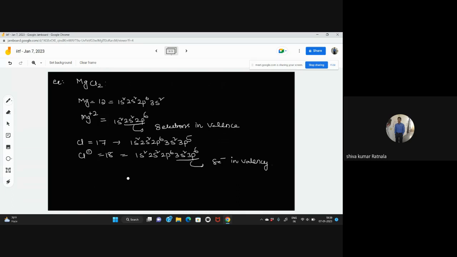Now what we can say here is that Mg plus 2 ion is there. This will attract two chlorine atoms: Cl minus here, and here also Cl minus. So now see, individually magnesium is also getting 8 electrons in the valence shell, and both the chlorines are getting 8 electrons in the valence shell each. That means we can say it is neutral.